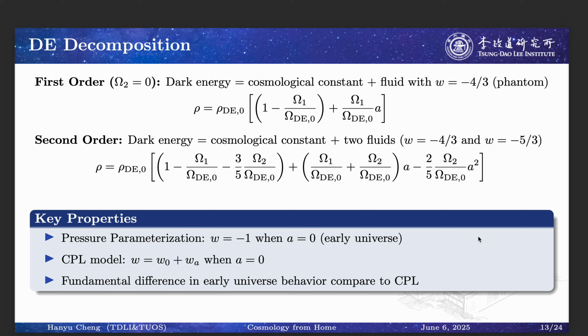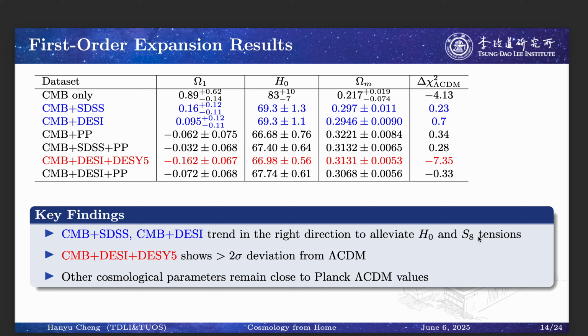Here, if you see these two formulas, you can see that when a equals 0, dark energy becomes a cosmological constant in the early universe. This is different from the CPL model. And we show the result for our first order expansion.